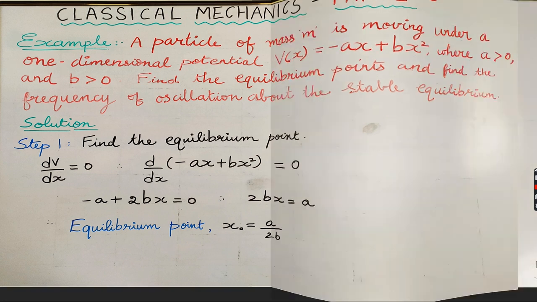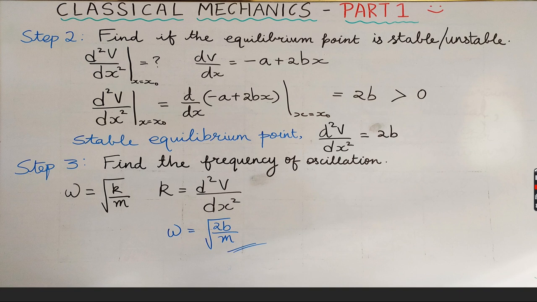Now the second step is to find if the equilibrium point is a stable or unstable equilibrium point. How do you find if it's stable or unstable? We are going to take the second derivative of the potential. Once you take the second derivative and substitute the equilibrium point, you will get the answer if it's stable or unstable. Over here, I have got a positive value, 2b. 2b is greater than 0 because b is a positive constant. The second derivative is greater than 0, hence the point is a stable equilibrium point.